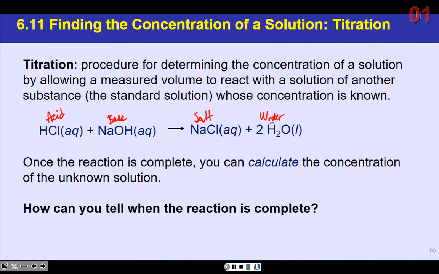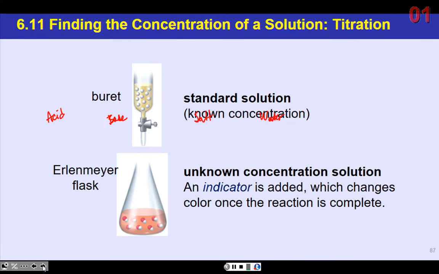So if we're mixing some HCl with some sodium hydroxide, one of them is known, one of them is unknown. But how do you know when the reaction is complete? What techniques, what resources do we have that are ready to do this? The standard solution of the known concentration will be in a device we call a burette. And the flask below it will typically be an Erlenmeyer flask because it's very convenient for swirling. And it will contain an indicator solution.